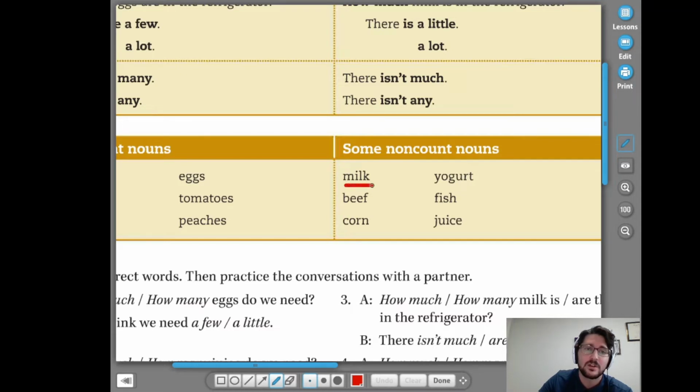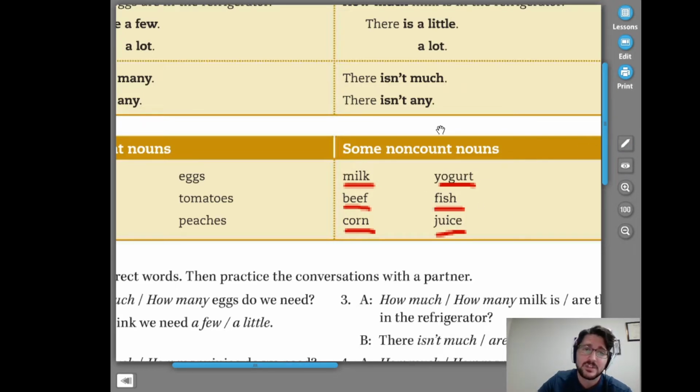We have milk, beef, corn, yogurt, fish, juice. And again, of course, right? 당연하지, there are many other non-count nouns out there. These are just some examples, especially words that you can see in the supermarket or grocery store, right?